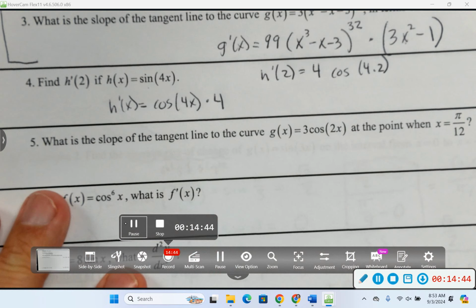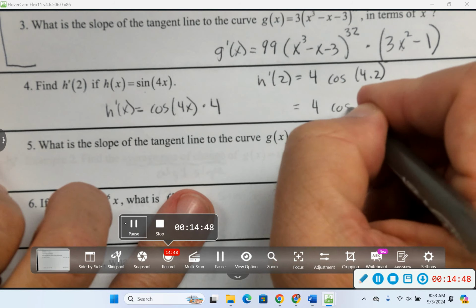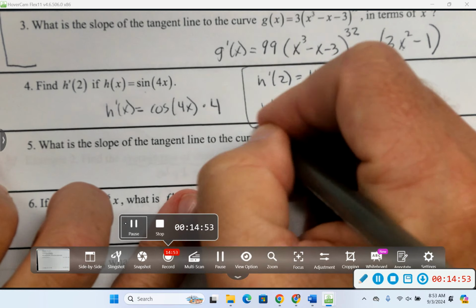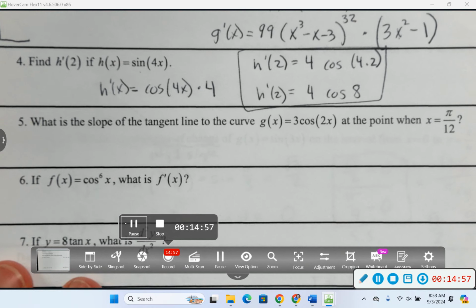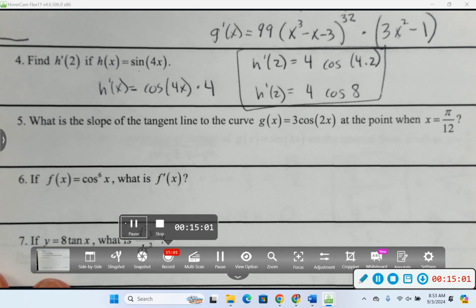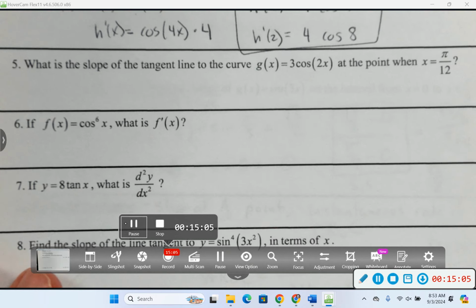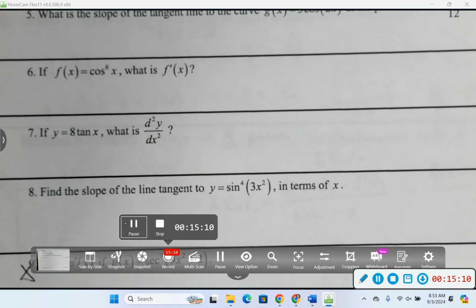And that's a safe stop. Especially since I don't know what the cosine of 8 is, I can just leave that. Either one of those is an okay answer. Skip 5. 6, I think, is fairly straightforward.